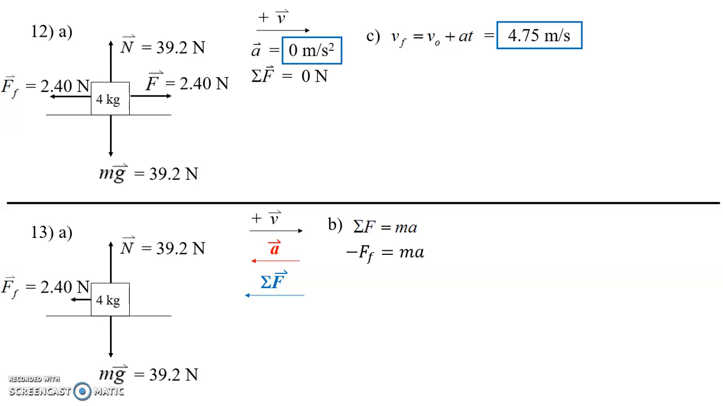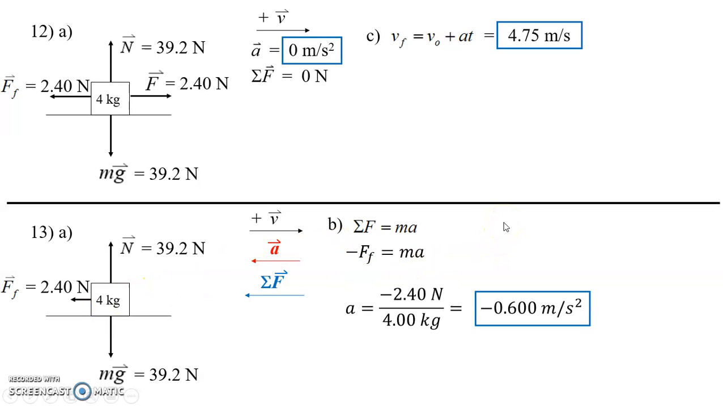It's always so important that we look at our free body diagram, look at the direction of the vectors, and then compare it to our positive direction. The friction's pointing to the left, we're calling to the right positive. That's a negative force of friction. So now when you go ahead and solve for the acceleration, we should be getting negative 0.600 meters per second squared, or 0.6 meters per second squared to the left.